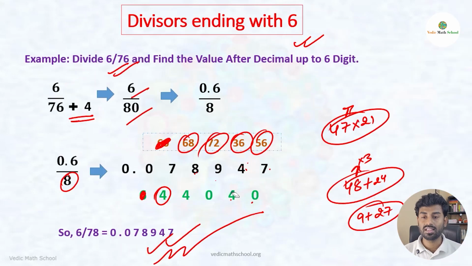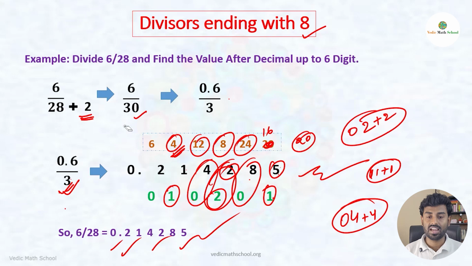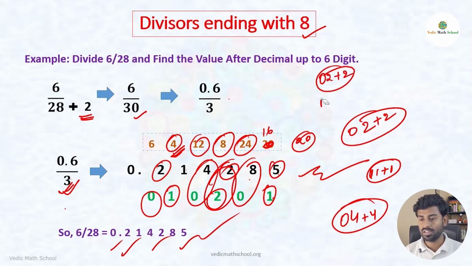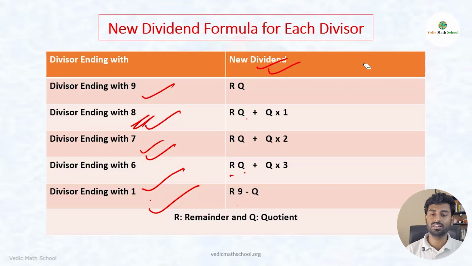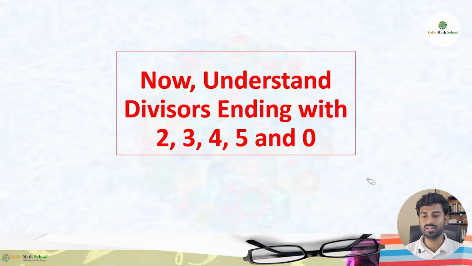Just go to the case of 8, and you will see what you are getting. You are getting a remainder and a quotient, right? But in this remainder and quotient, we are not doing a plain 0 and 2 division. Actually, we are doing 0, 2 plus 2 added, which means the quotient is multiplied with 1 and added. The quotient is this 2, so 2 into 1 we are adding. So this is the formula you can keep in mind.